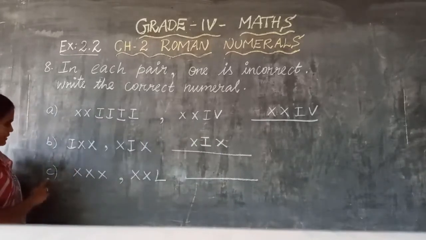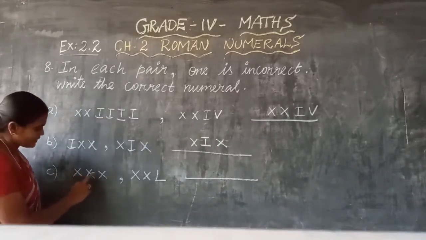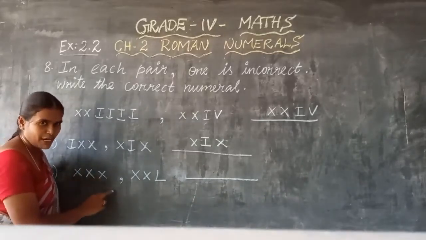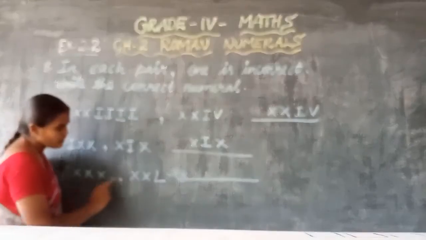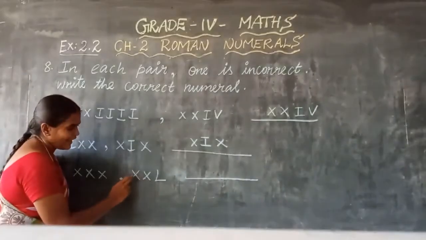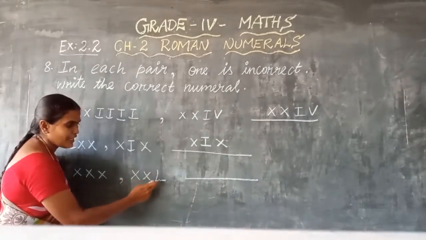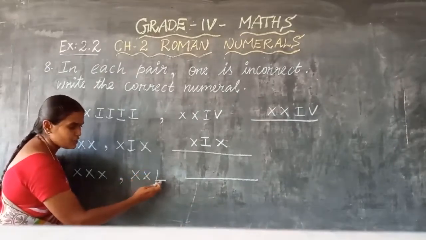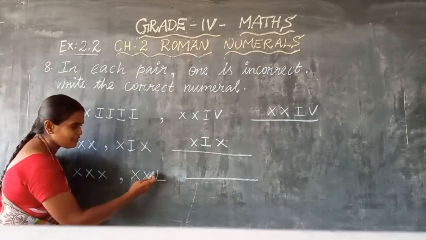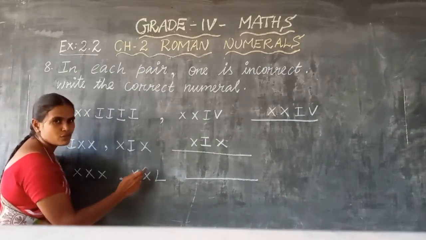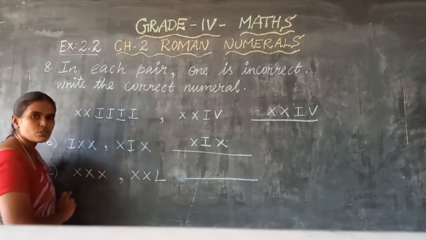See here. See question. XXX. We know that rule. X can be repeated maximum 3 times. So this is correct. So this one is wrong. XXL. So X value 10 plus 10. Here L value 50. So this is the biggest number. Biggest number, left side small number means subtraction. Here given two small numbers. So this is wrong. So which one is the correct?